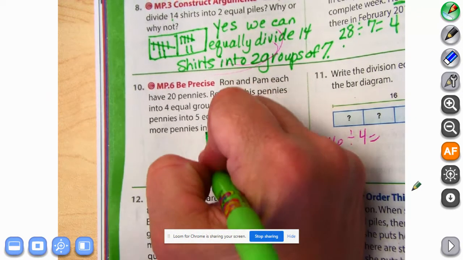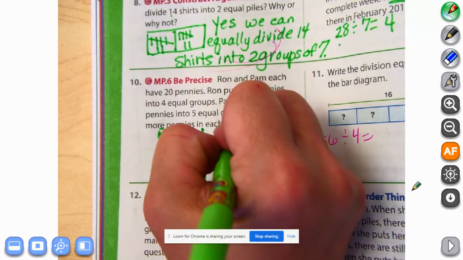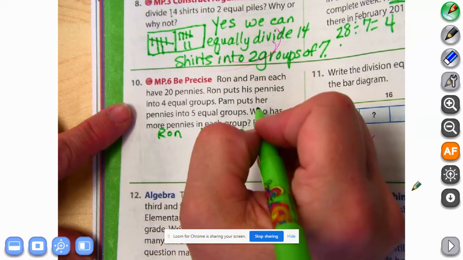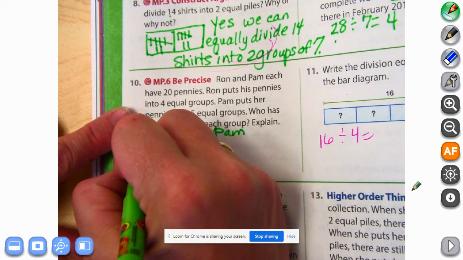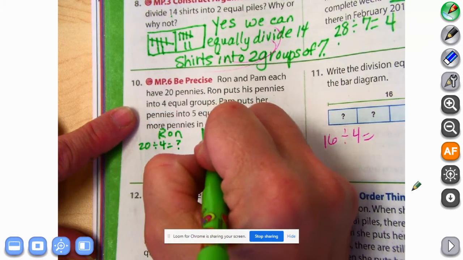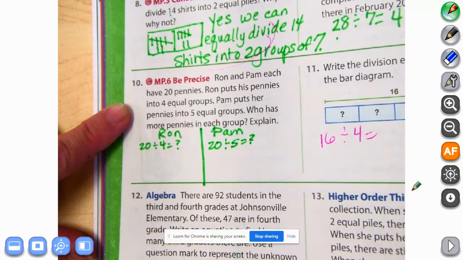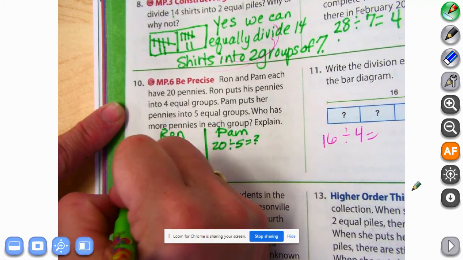Okay, we're going to divide this up. We're going to do Ron here and Pam here. Okay, Ron, they both have 20. So Ron's is 20 divided by 4 equals something. And Pam's is 20 divided by 5 equals something.